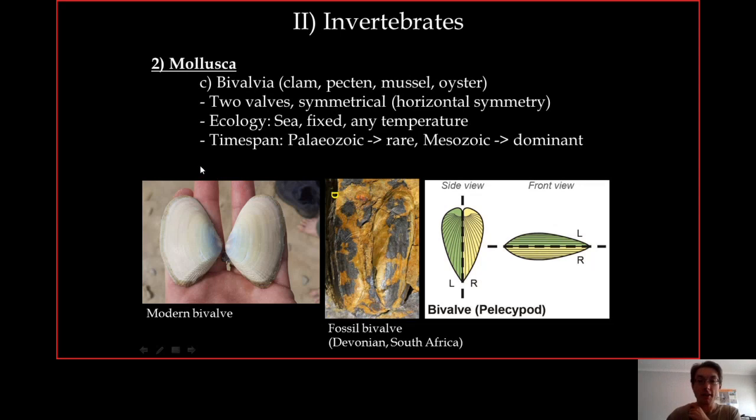And the time span of bivalves. So what's interesting about the bivalves is that they are quite rare during the Paleozoic. Here you have a counterexample, by the way, Devonians from South Africa. But usually they are quite rare during the Paleozoic, but they become very abundant in the Mesozoic, and they are extremely abundant since then until now. So even now you can find a lot of bivalves if you go on the beach. So if you find the bivalves, you know you have more chance to be in the Mesozoic than in the Paleozoic, but as I was saying, there are exceptions.